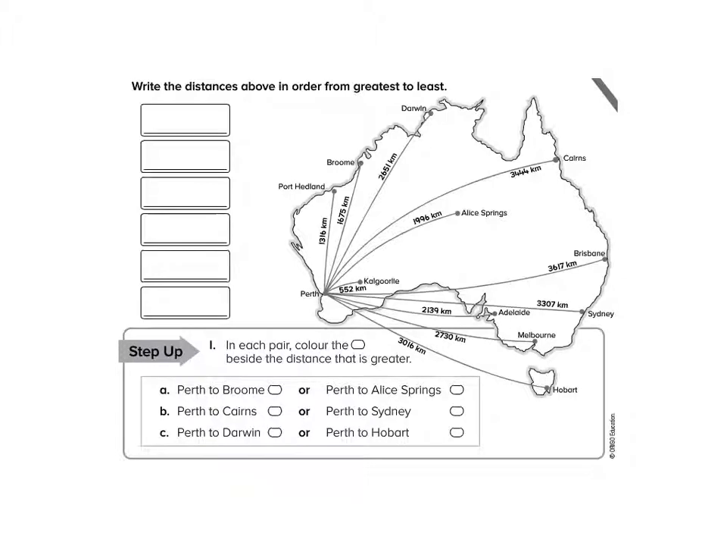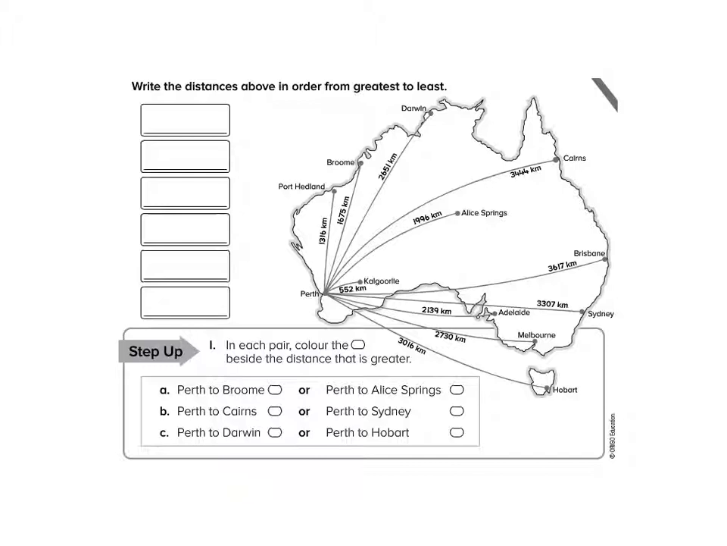Now it's your turn to have a go with this new sheet in your Dropbox. In this one, your distances are from Perth, not from Brisbane. So from Perth to all different cities in Australia with distances. Your job is to write the distances in order from the greatest to the least, going down here. And then in each of these pairs here, colour in the little dot beside the distance that is greater.